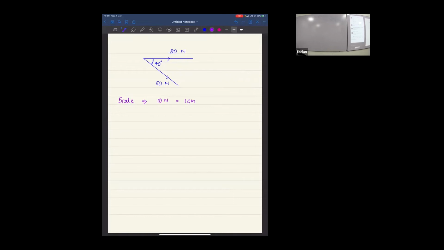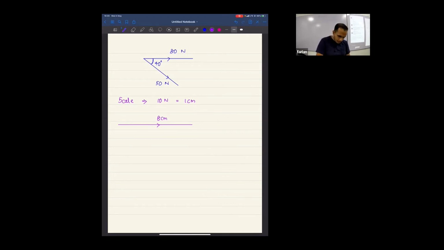Okay, let me repeat, guys. Listen here. I see a lot of people doing it wrong. 80 newtons will be represented by how many centimeters? 8 centimeters. So, without thinking anything, just first draw an 8 centimeter line. From where you end the 8 centimeter line, you will have to draw another 5 centimeter line, which is at an angle of 40 degrees below that direction.